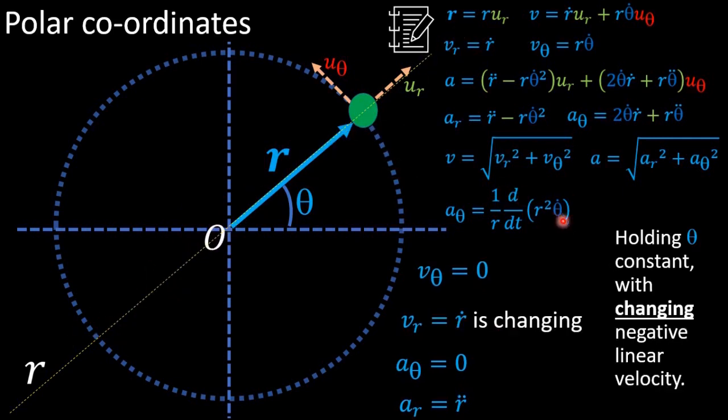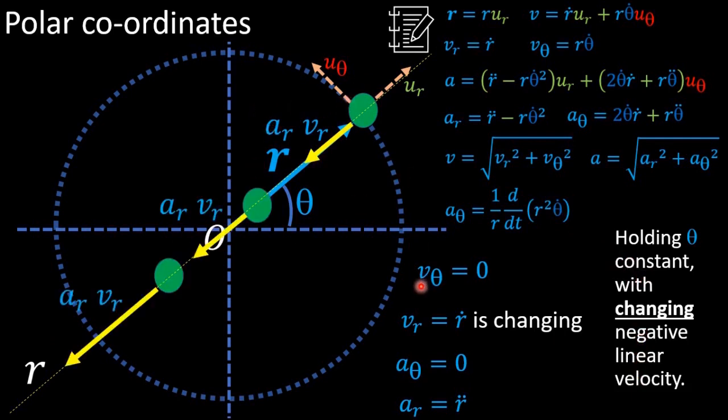So now we're going to hold theta constant with a changing negative linear velocity, so it's accelerating along that line. So the velocity of that in the radial direction is going to increase. V sub theta is still going to be 0. V sub r is changing. It's going to be different at every point.